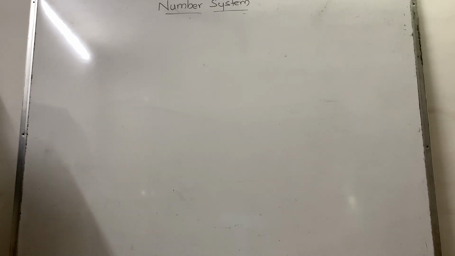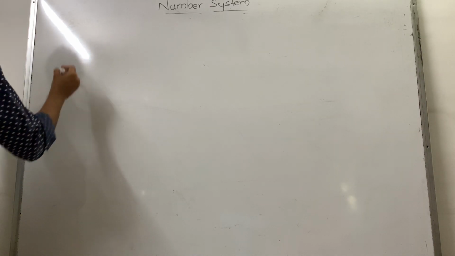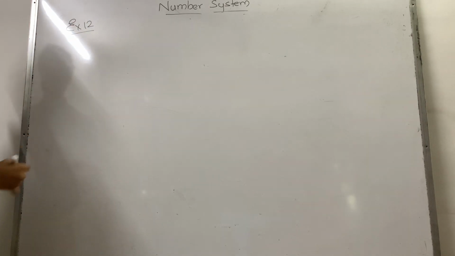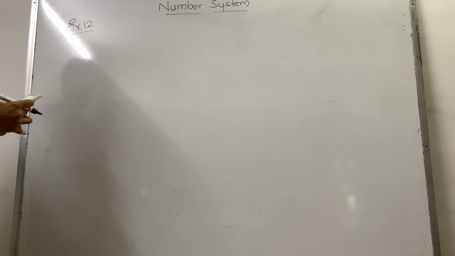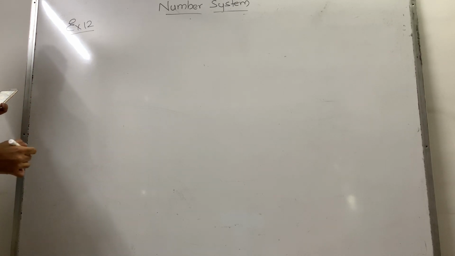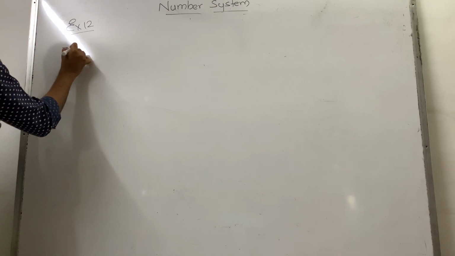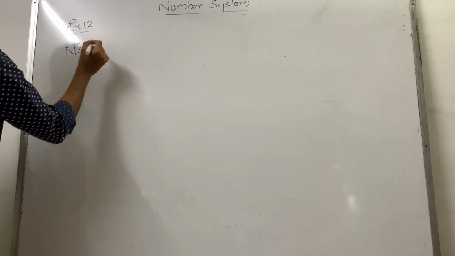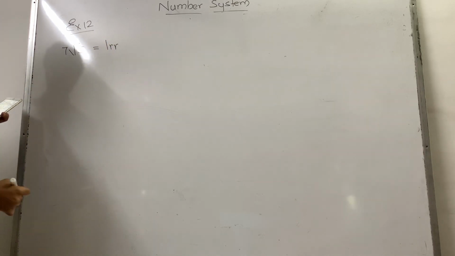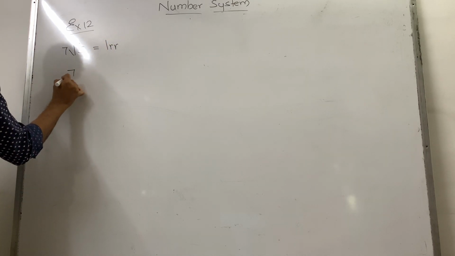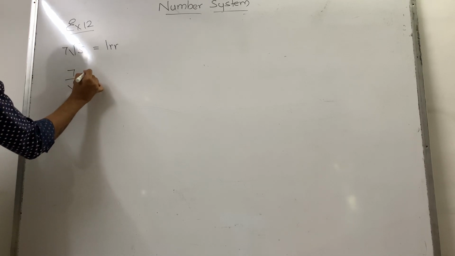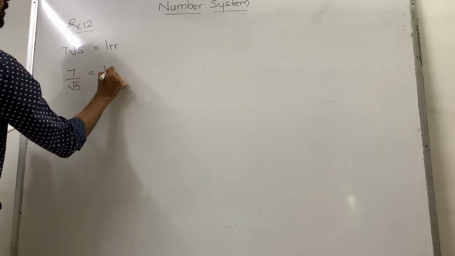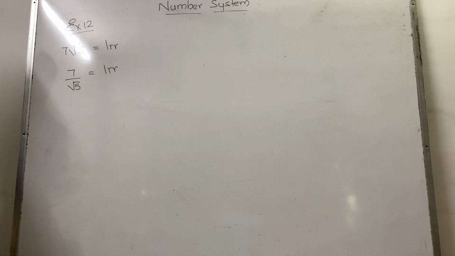What is example 12? In example 12, they have given us some numbers. We just have to comment whether they are irrational numbers or not. The first number is 7 root 5. We know root 5 is irrational, therefore 7 root 5 would be irrational. The next is 7 upon root 5, again the same concept. As root 5 is irrational, therefore 7 upon root 5 will also be irrational.